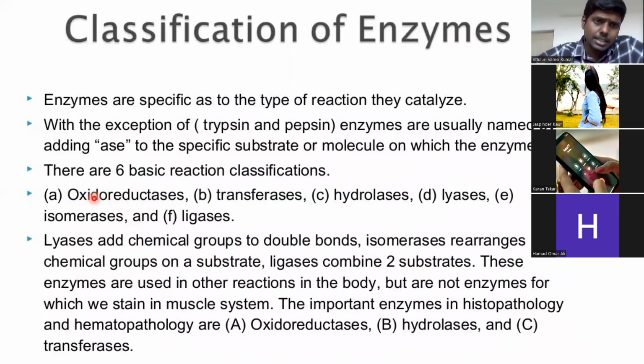Then the next important thing is the classification of enzymes, how the enzymes have been classified. This classification depends on what function the enzyme does to the substrate, what changes the enzyme makes to the substrate. Depending upon the changes the enzyme makes to the substrate, these enzymes have been classified. Enzymes have been classified depending upon their activity on the substrate.